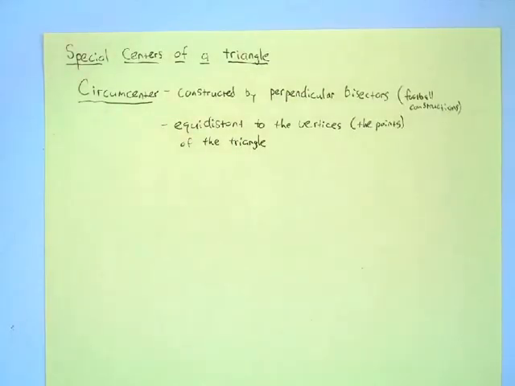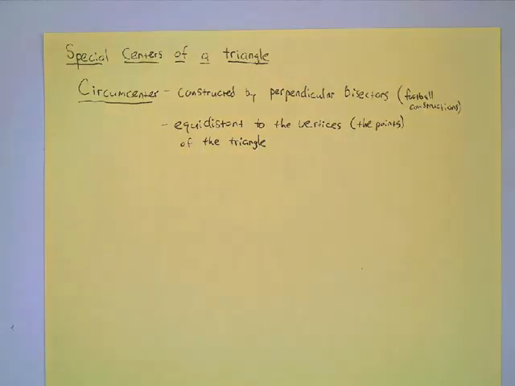All right, so those are your two big things you want to remember for circumcenter: how to make it, and what is it equidistant from, or what's a property of it. So circumcenter is made by perpendicular bisectors, that is the football construction, and it's equidistant to the vertices.